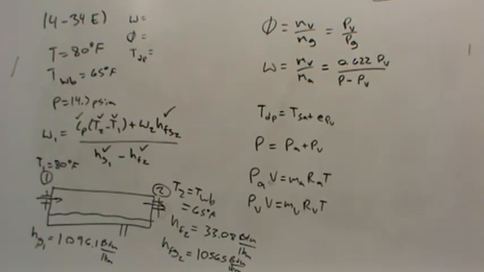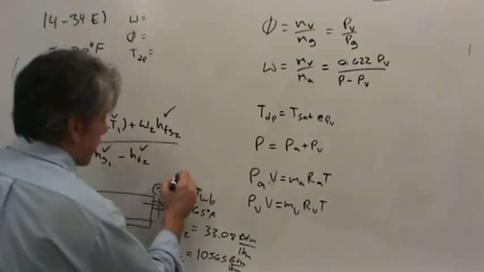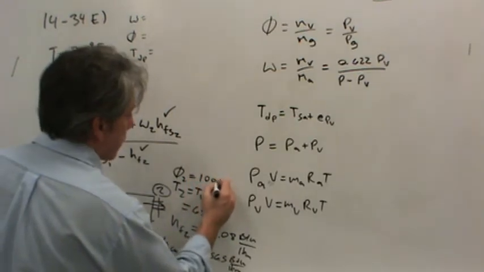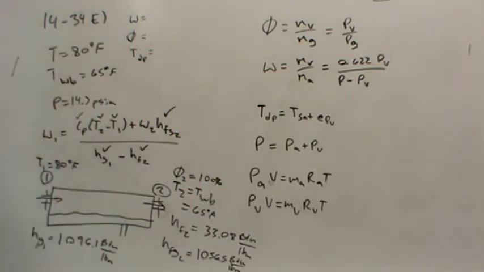We don't know that, right? What do we know about state 2? What we know is that the humidity at state 2, the relative humidity, is 100%. That's what we really know, right? So we're not quite done. We can't just plug and chug yet.